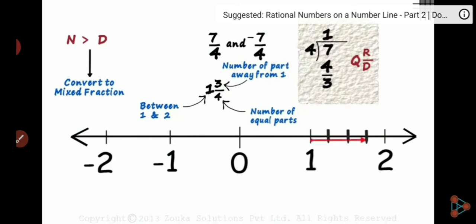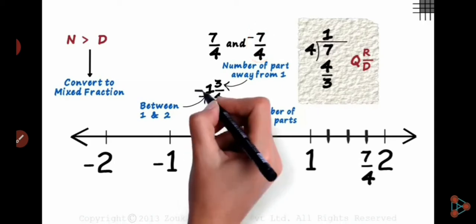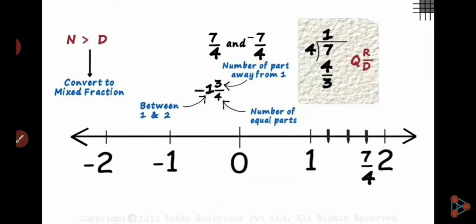So it is 3 parts away from 1. So we mark 7 by 4 here. What about minus 7 by 4? We can write minus 7 by 4 as minus 1 3 by 4.